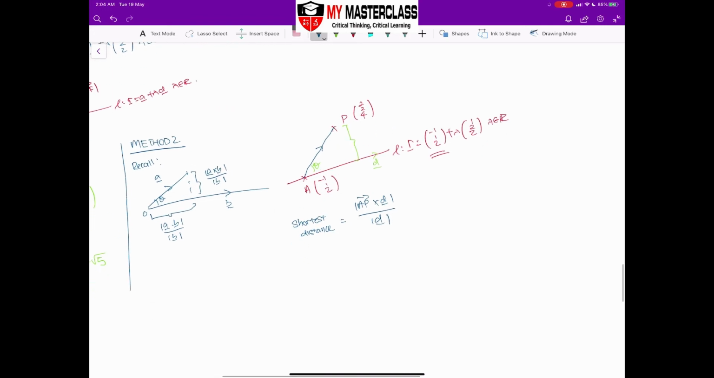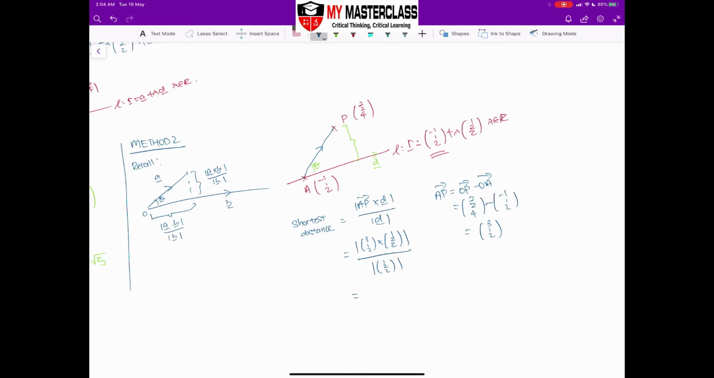So what I'm going to do is quickly find my AP over here first. AP will be equal to OP minus OA, which is (2, 2, 4) minus (-1, 1, 2), which will give me (3, 1, 2). So over here, the shortest distance, which is AP cross with my direction over modulus of direction, will be (3, 1, 2) cross with (1, 2, 2) over modulus of (1, 2, 2).